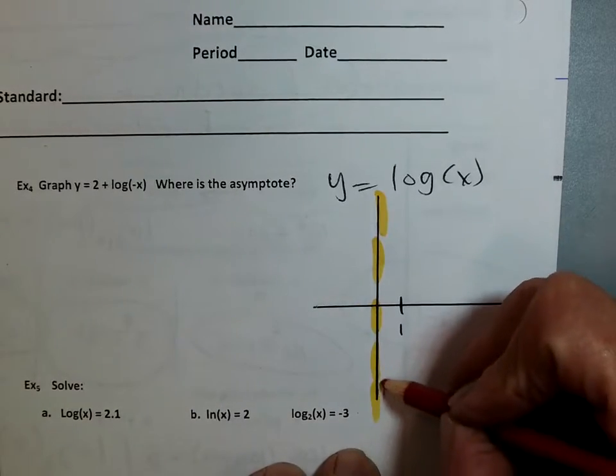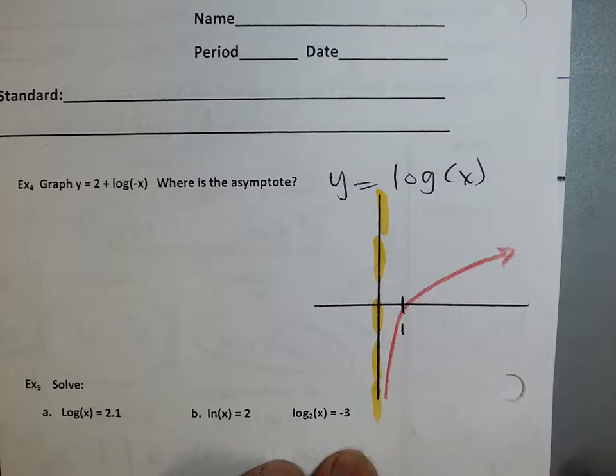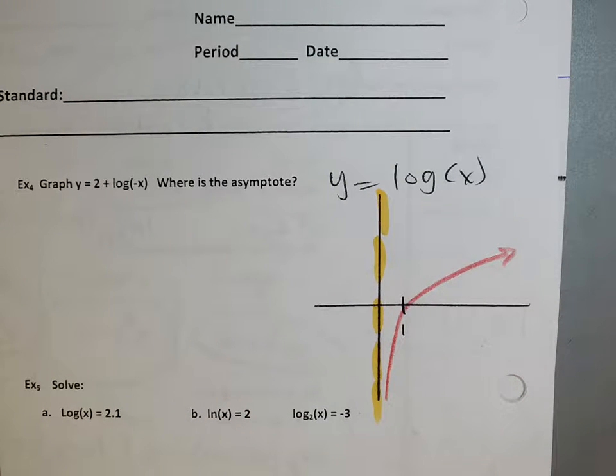Okay, here's my parent function, okay? Here's my graph for my log. Let me erase the rest of this mess because I don't need it anymore. Oh, I should probably make a better eraser. Here they are. All right. So this is our log graph, okay?